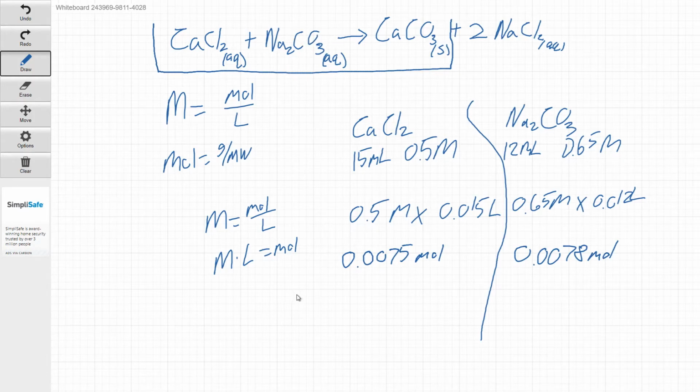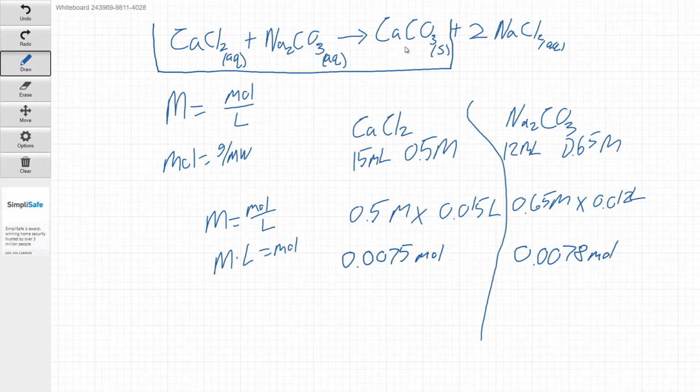And all that means is, let's say I have 0.0075 moles of calcium chloride, and I have all the sodium carbonate in the world to react it with. Well, in that case, if I got 100% yield, I would end up with 0.0075 moles. Same thing would be true here. When we did this kind of calculation, we said 0.0078 moles of sodium carbonate reacted with all the calcium chloride it needed. It would only make 0.0078 moles.